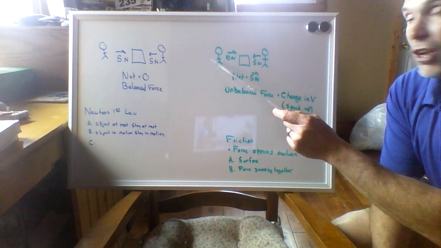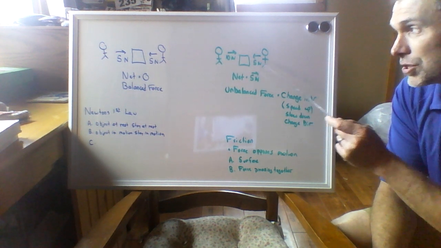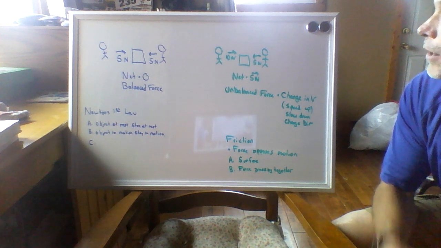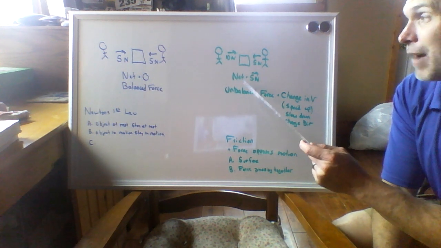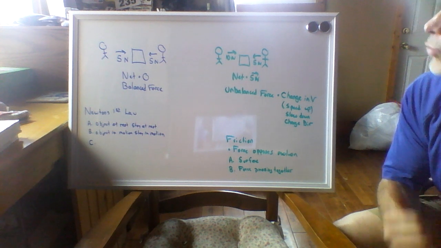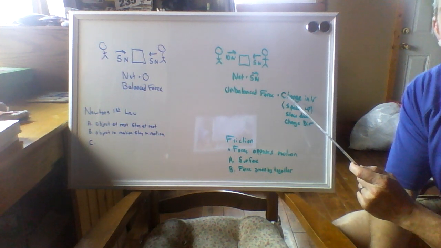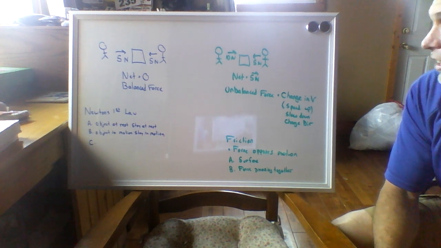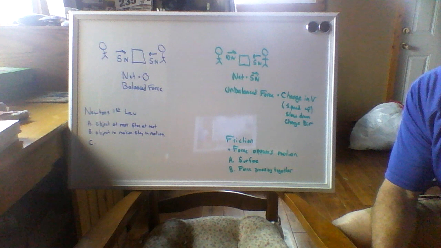If the person over here on the right increases their force to 10 newtons, and the person on the left is still pushing to the left with a force of 5 newtons, then the net force will be 5 newtons to the right. We call that an unbalanced force. An unbalanced force results in a change of velocity. Remember, velocity can change when you speed up, slow down, or when you change direction.